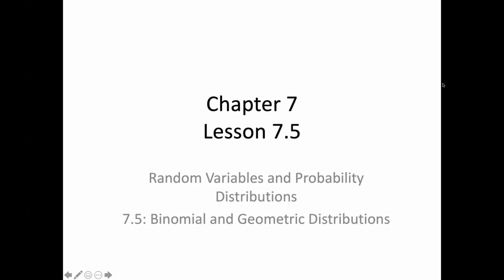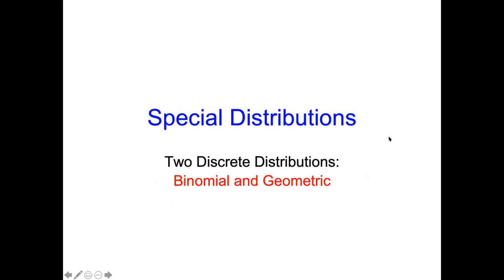This is lesson 7.5. We're just going to be talking about the special distributions. The first one we're going to talk about today is called a binomial distribution, and the second one is the geometric distribution. So today is binomial, tomorrow is geometric. These are very special distributions.